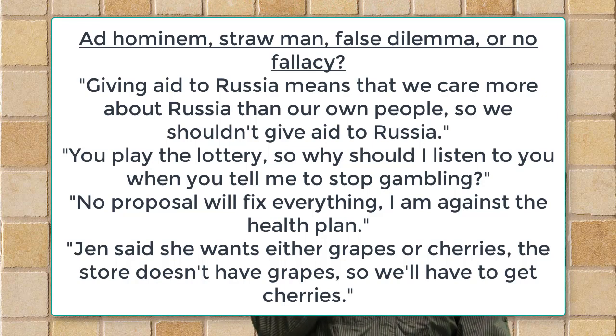Okay, so I'm going to start with the first one. Giving aid to Russia means that we care more about Russia than our own people, so we shouldn't give any aid to Russia. Now, I know some of you may have seen a false dilemma here, and I think there's a partial implied false dilemma because there's a suggestion either you give aid to Russia or you care more about your own people. However, to me, that's not the main essence of the passage. The main essence of the passage is them saying giving aid to Russia means, right? They use the word means, implies that, suggests that. They're saying this is what it means to do this.